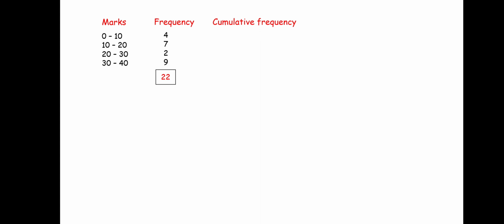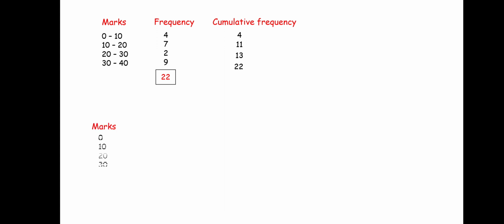Next, cumulative frequency means we should add all. For 0 to 10 we had 4 students who got marks 0 to 10. Next, in cumulative frequency we should go on adding everything. So 4 plus 7 is 11, 11 plus 2 is 13 and 13 plus 9 is 22. So the last number should be the total of all the students, that is 22.